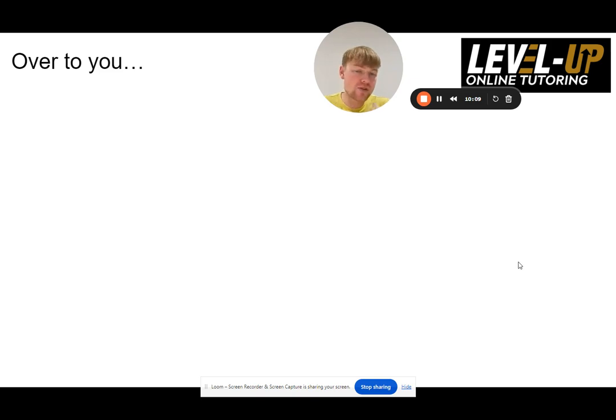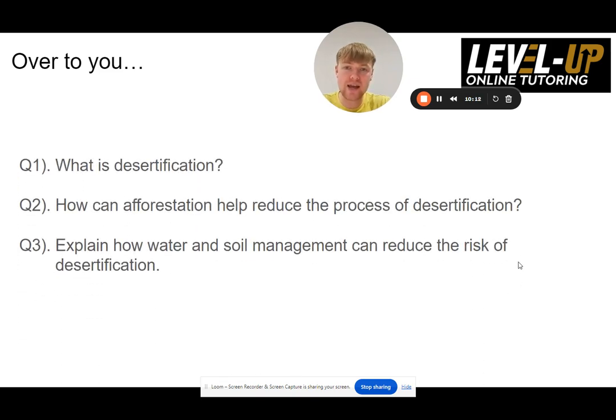So thinking about some of the questions that we could ask or be asked, okay? So you could get in an exam a nice simple question, what is desertification, okay? What is it as a process? The growth of deserts beyond their current margins is how we need to think of it, okay? How can afforestation help reduce the process of desertification? So think about those green walls, think about trees, roots, reducing soil erosion, helping to bind the soil together and creating that little bit of shelter to prevent wind erosion as well.